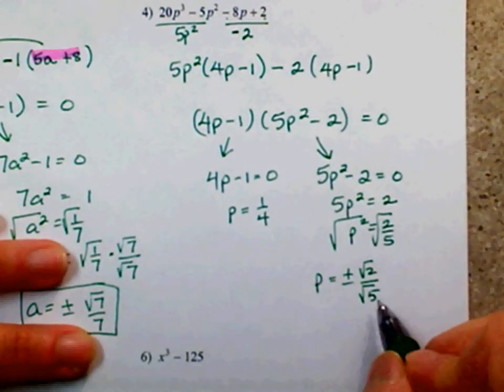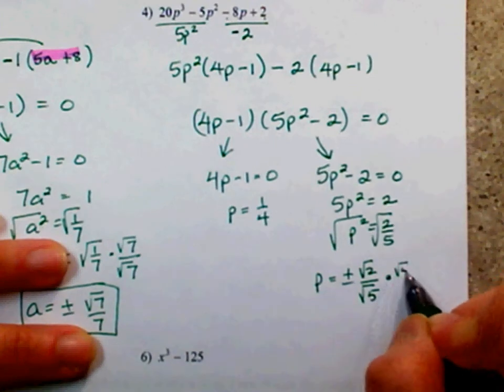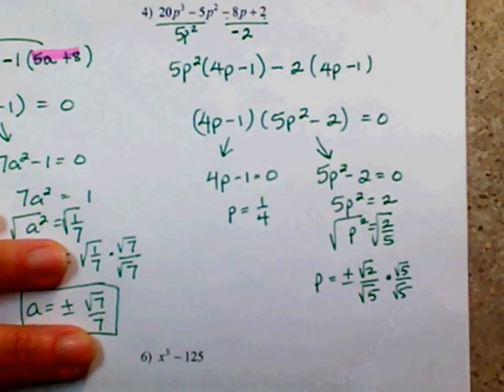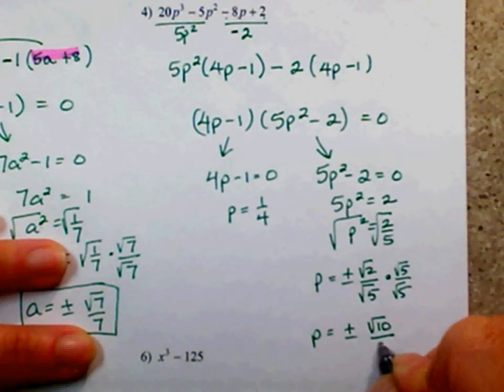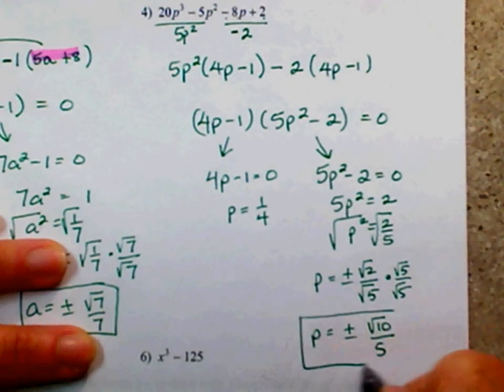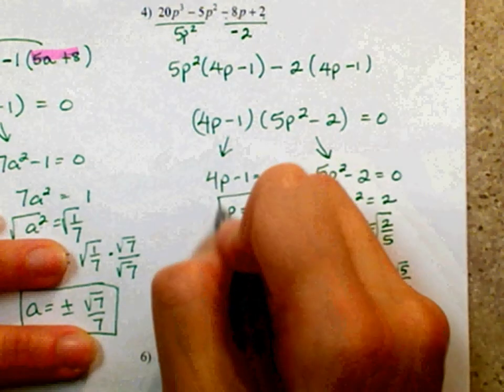Need to rationalize that, so multiply the top and the bottom by the denominator. So p is equal to plus or minus square root of 10 over 5. Okay, so there's an answer, and here's another answer.